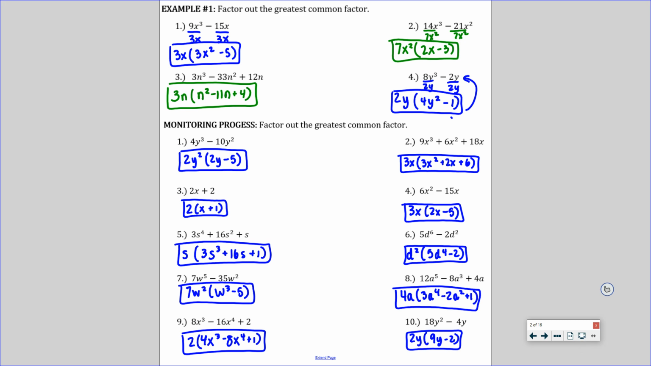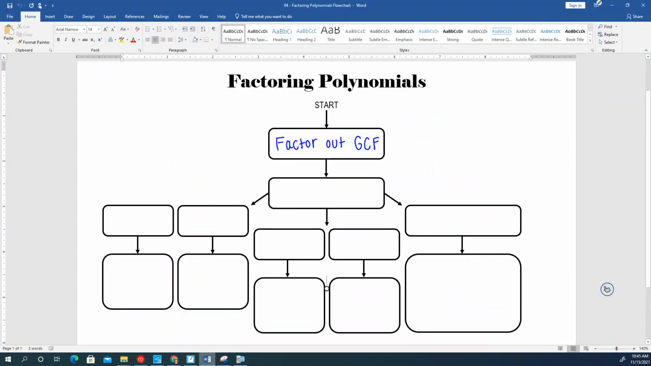The piece of gold. After you factor out the GCF, you're going to ask yourself this question: how many terms are left? Because that's going to determine our next strategy. There will be 3 possible numbers of terms. You could have 2 terms. We're actually going to do that last. 2 terms I think are not the hardest, but just the weirdest ones.